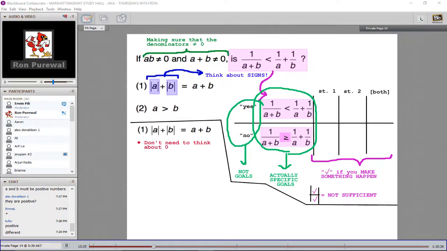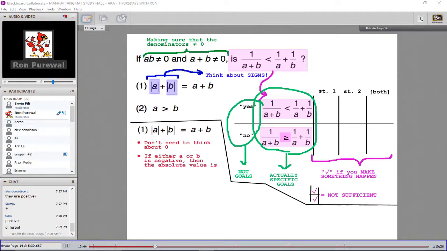And then if either A or B is negative, then the absolute value is greater than the original number because it's negative. Or the absolute value is less, because it's positive. Smiley face if that makes sense.